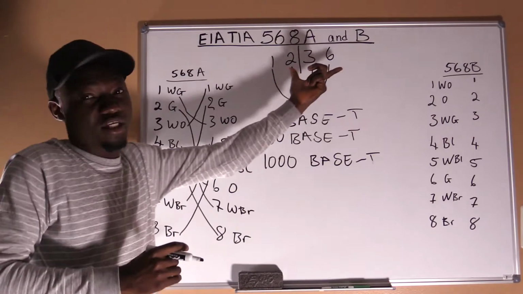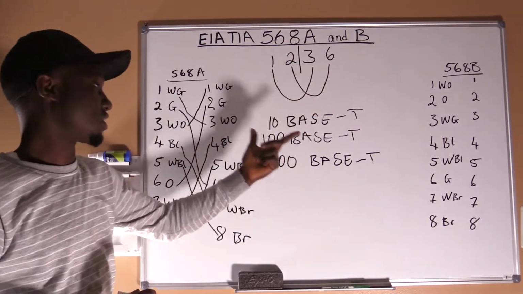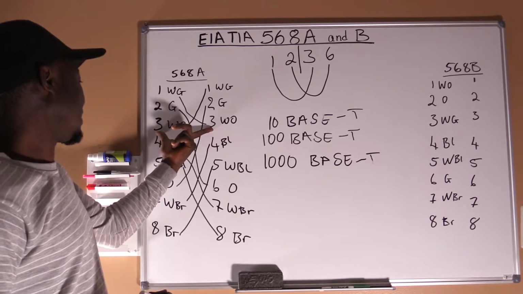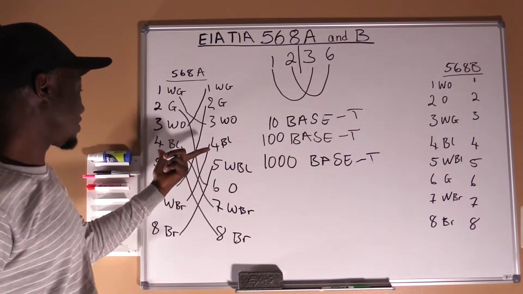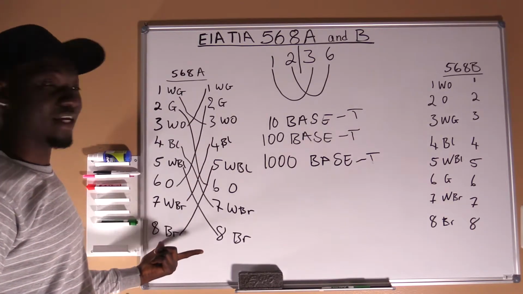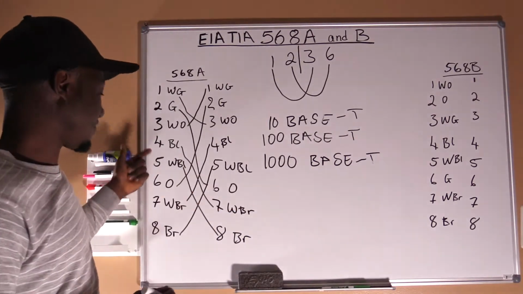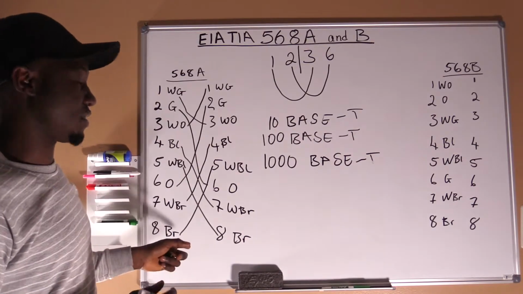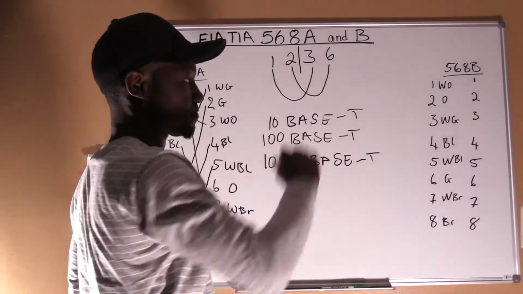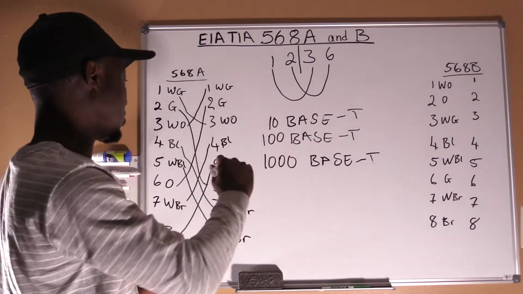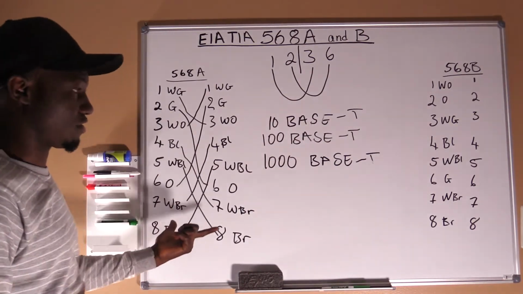But it's easy. The key part is the 1, 2, 3, and 6, and then you know that you already use 1, 2, 3. So the only ones that you haven't used are 4, 5, 7, and 8. So you just connect them. 4 connect to the other side, 7, and then 5 connect 8. You do the same thing with the 568B connection. You just make those connections just like you did over here.